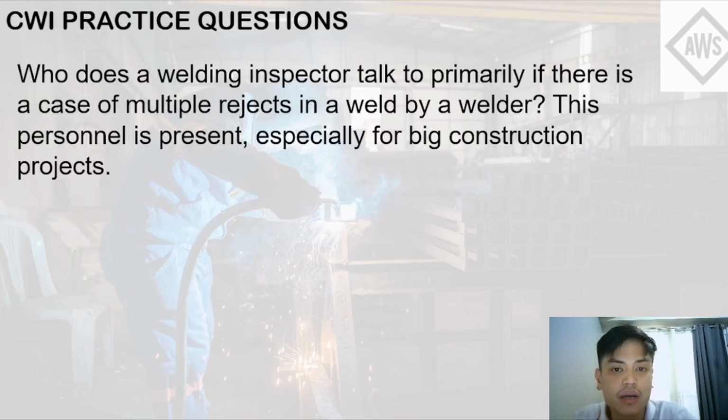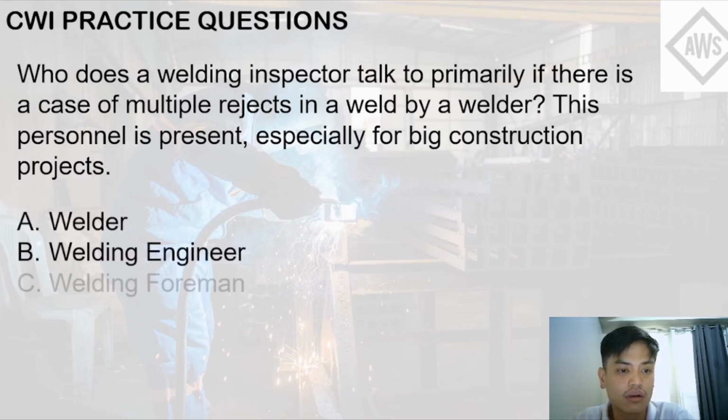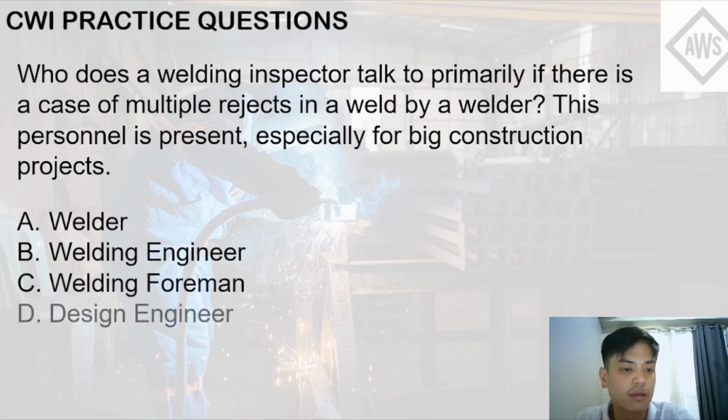Who does a welding inspector talk to primarily if there is a case of multiple rejects in a weld by a welder? This personnel is present especially for big construction projects. I have this experience wherein there are multiple rejects produced by a welder, and as an inspector, as an engineer, who did I talk to address those issues? So A, welder. B, the welding engineer. C, welding foreman. D, the design engineer.